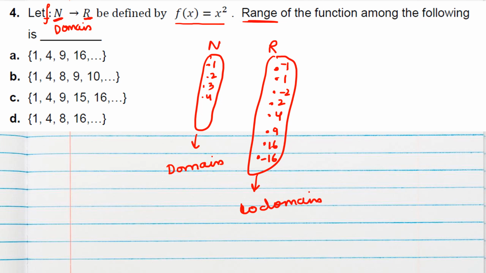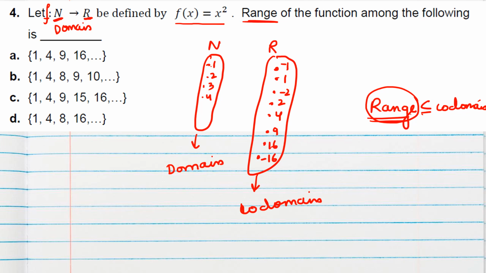Okay, and range is what? Range is a subset of codomain. In range, all those elements will come which are related with the domain elements. So the list of those numbers will make the range. So range can sometimes be equal to codomain and can be a subset of codomain. If the function is both injective and surjective, that means if the function is bijective, at that time range and codomain will be equal.